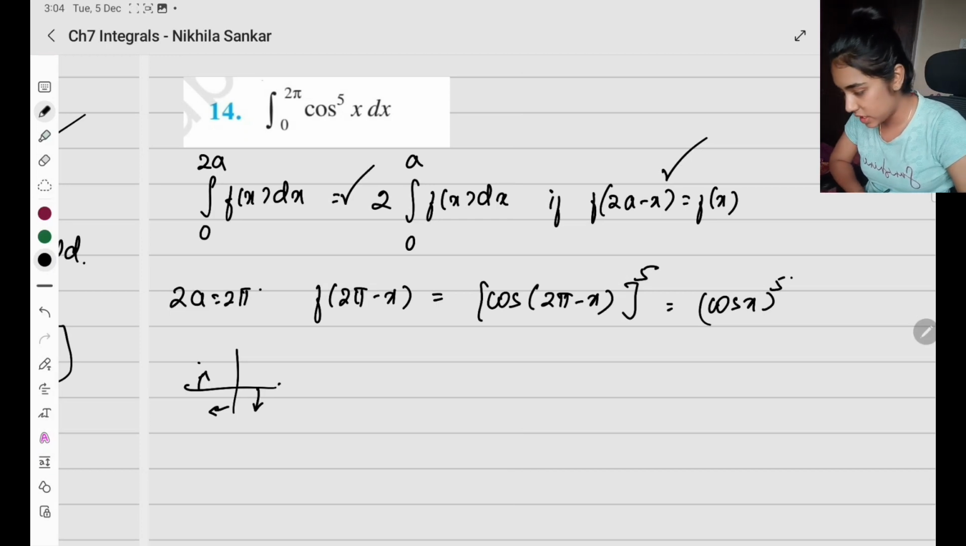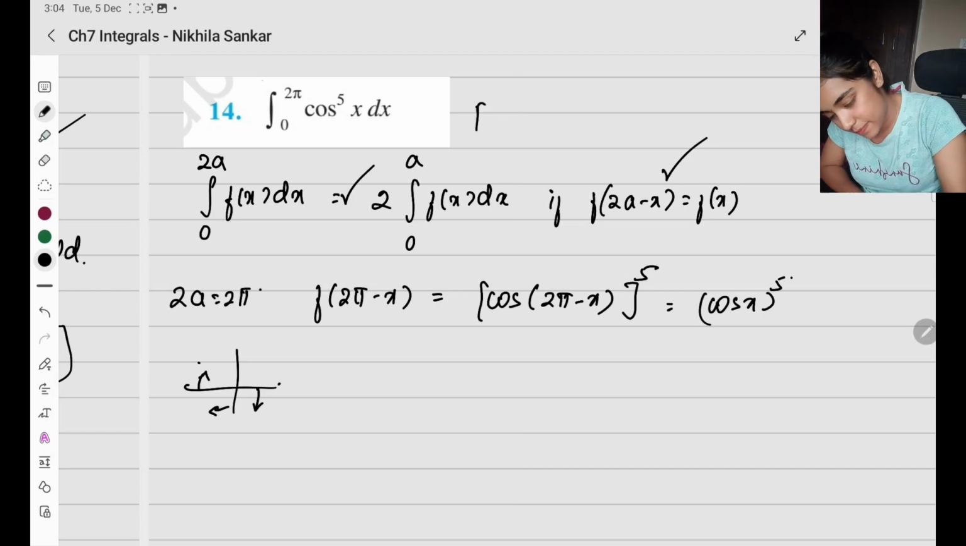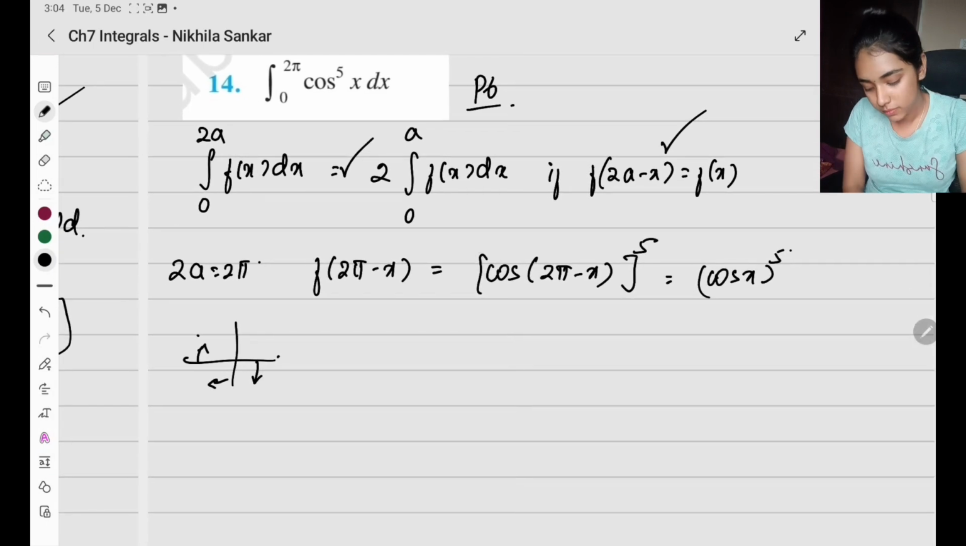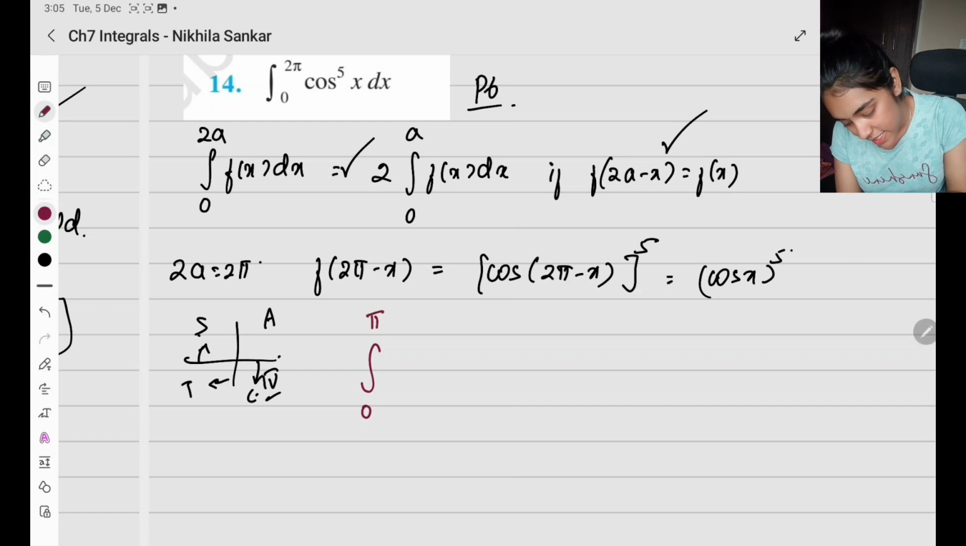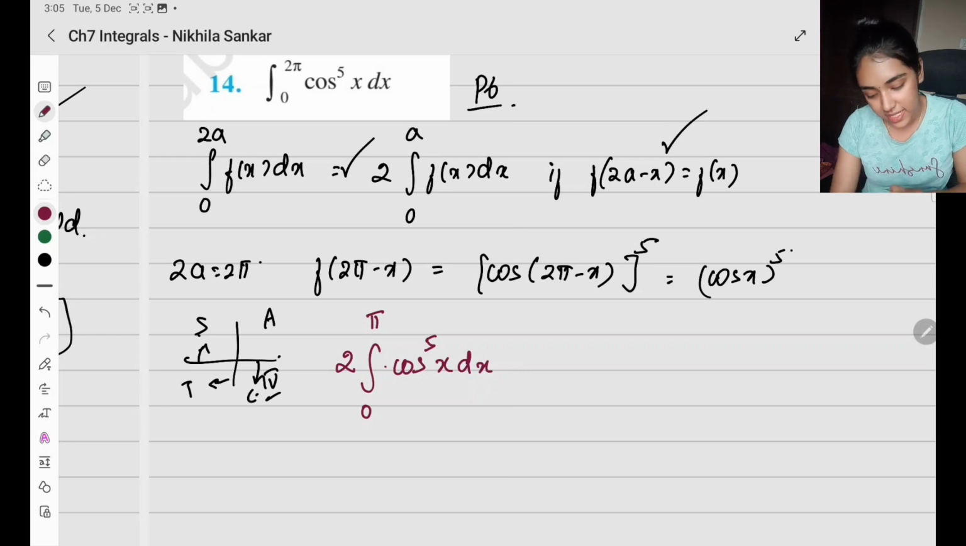What is this property? This is property number 6. It is in my fourth quadrant and cos is positive in my fourth quadrant. All silver teacups. So using that, my question changes like this: 0 to 2 pi becomes 0 to pi, 2 times f of x, which is cos power 5x, times dx. This is how my question looks.